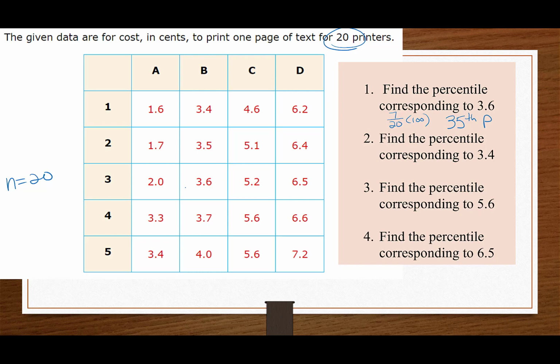Question 2, it says find the percentile corresponding to 3.4. Notice on this one there's two 3.4s. We are always going to start with the first one that shows up in the data.